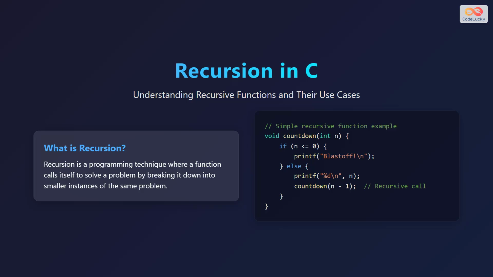Here is an example of a simple recursive function. This function is called countdown. It takes an integer n as input. If n is less than or equal to 0, it prints blastoff. Otherwise, it prints the value of n and then calls itself with the argument n-1. This is a recursive call.